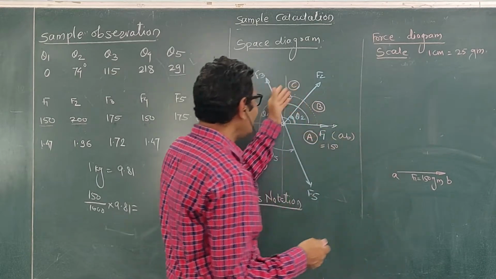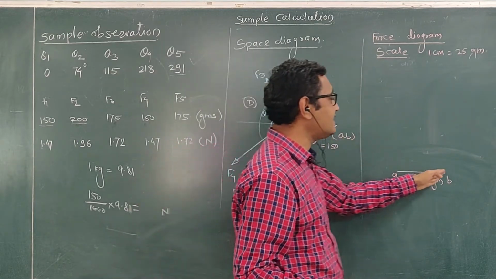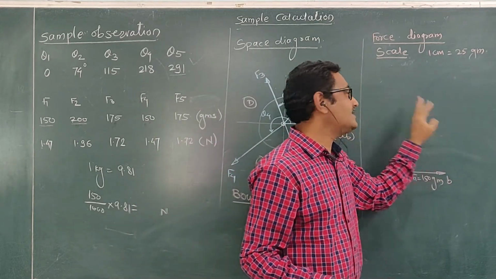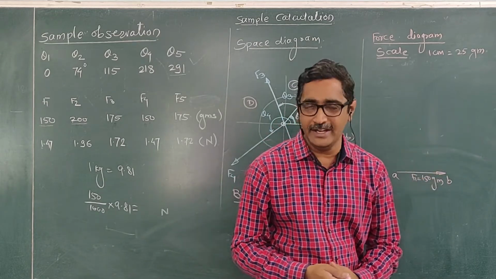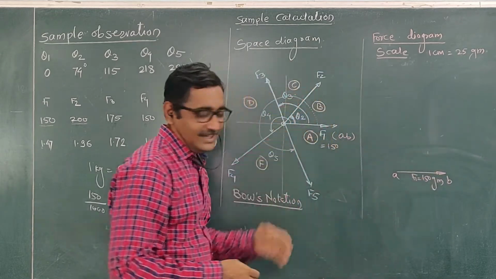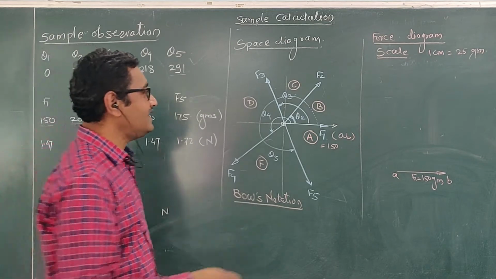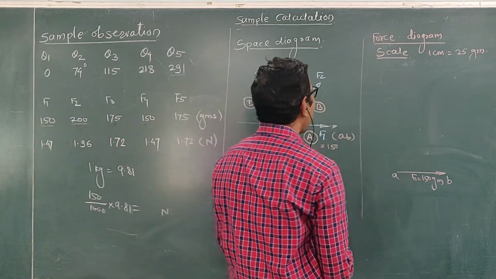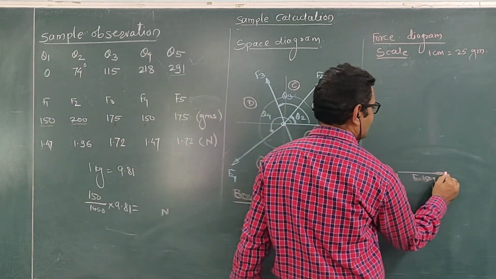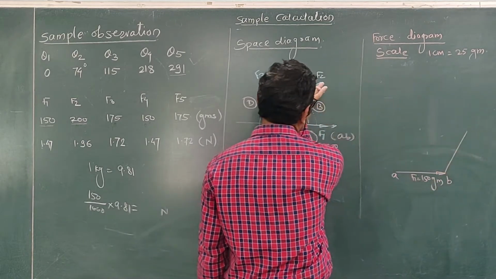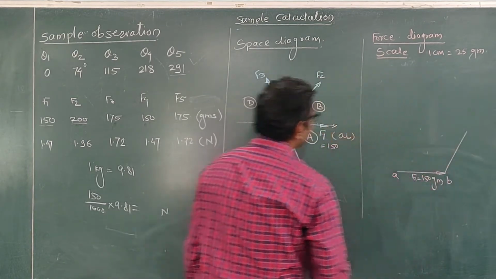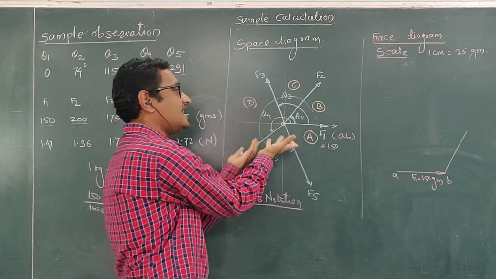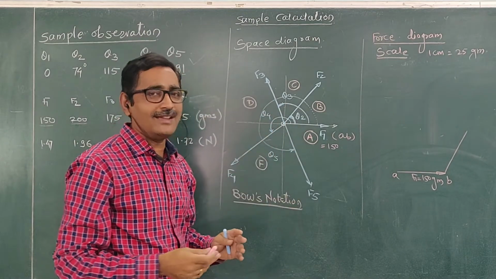So we have to represent all these forces in sequence, in order. It means the next force you have to start from this head. Now I am representing this force F2. To represent this force F2, draw the line parallel to the line of action of this force F2, because we have constructed this space diagram by taking the actual angles.